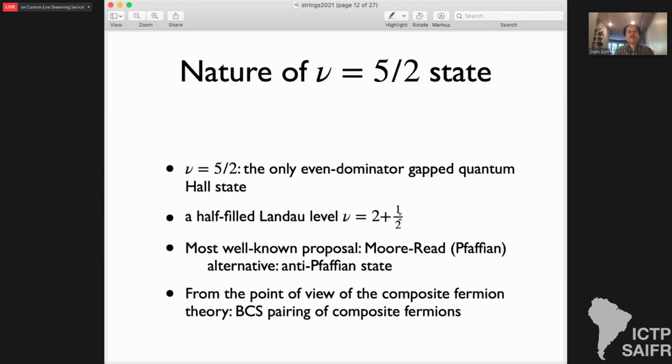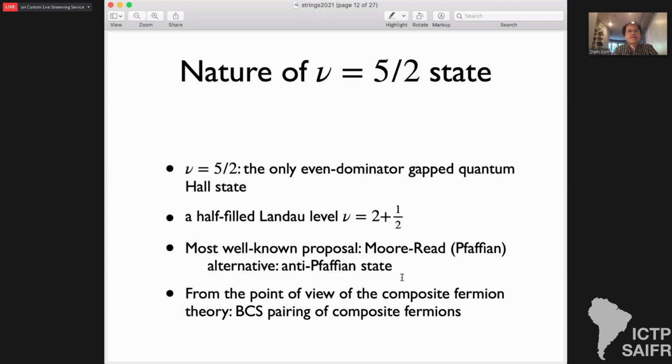The most well-known candidate for that quantum Hall state was proposed by Moore and Read. It's called the Pfaffian state. Later on, an alternative candidate has been discovered, the so-called anti-Pfaffian state, which is simply the particle-hole conjugate of the Pfaffian state. In the lowest Landau level, one can make a particle-hole conjugation, replacing a filled orbital with an empty orbital and vice versa, and construct the anti-Pfaffian state.